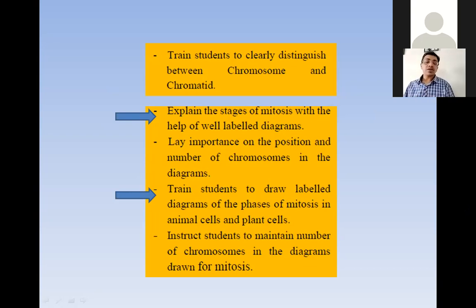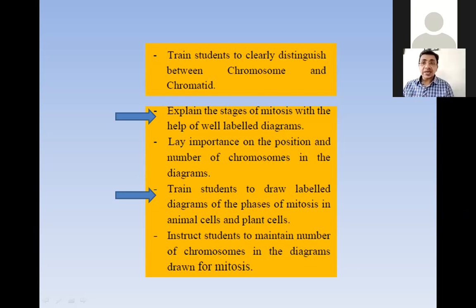Next, some important things we should know, especially about mitosis. Let's try to understand that. Explain the stages of mitosis with the help of a well-labeled diagram. You should be aware of all the different stages of mitosis, not just the details, but along with that, the diagrams also.